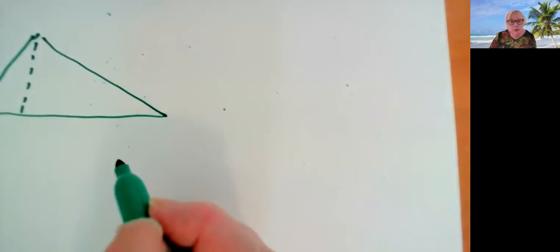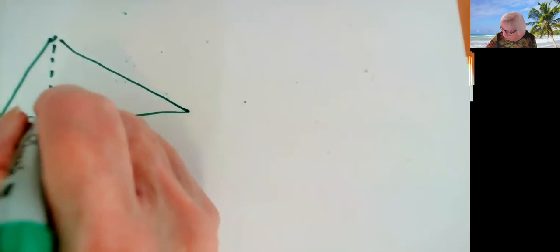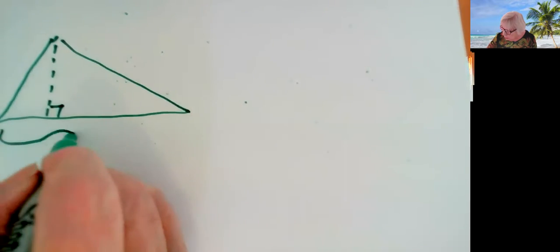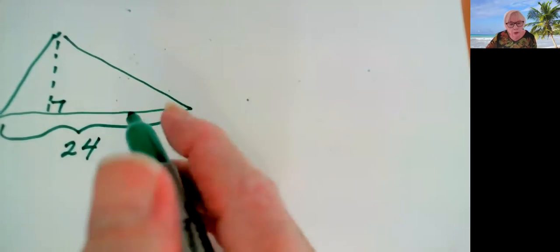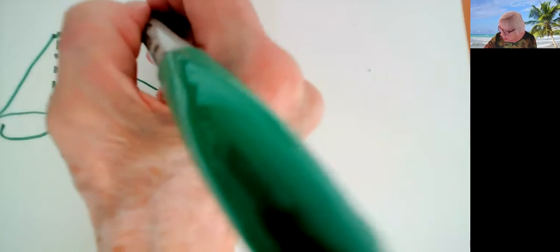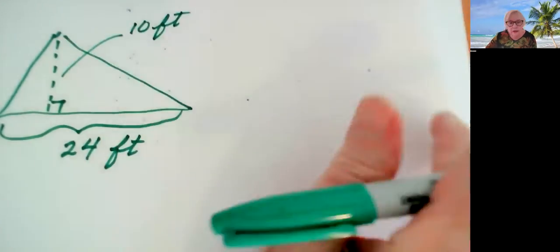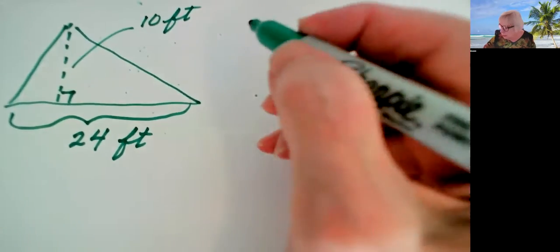I wanted to do another one just to be sure. Sometimes they use a dotted line here. This one is perpendicular. So let's say this measurement is 24, let's do feet. And let's say this measurement is 10 feet. Those are the only 2 measurements that we really need.